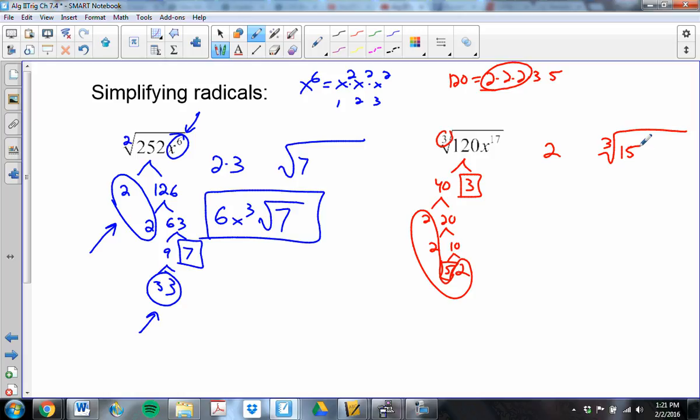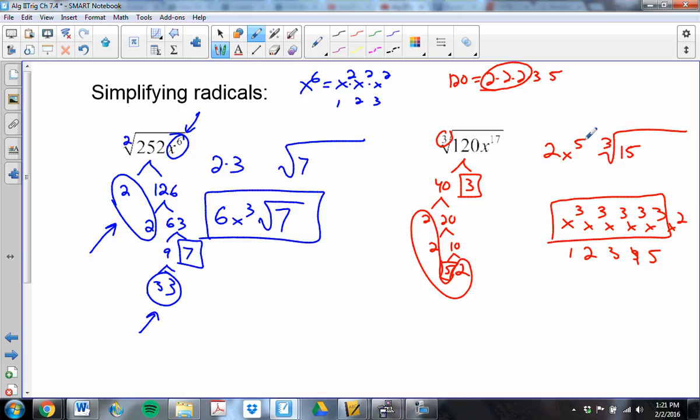Now I'm checking how many groups of 3 can I make out of 17. There's 3, 6, 9, 12, 15 groups of 3 with 2 left over. With this, there's 1, 2, 3, 4, 5 x's that come out. 5 groups of 3, x to the 5th, with an x squared left behind. And there's my simplification.